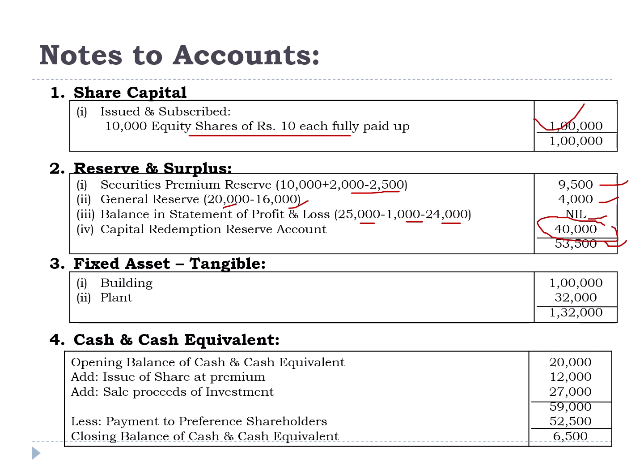Along with that, there is no change in fixed asset. The change in cash and cash equivalent: the opening balance was 20,000. Next, shares issued at premium, 12,000. Sale proceeds of investment, 27,000. Total was 59,000, out of which preference shareholders were paid 52,500. So closing cash and cash equivalent is 6,000.